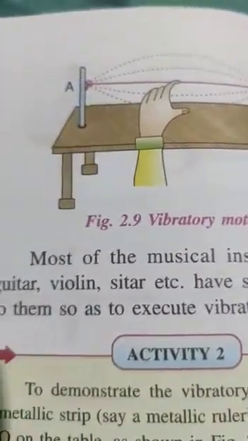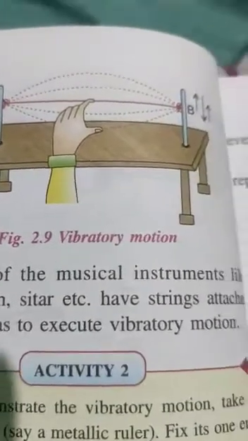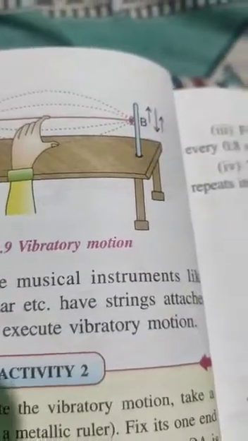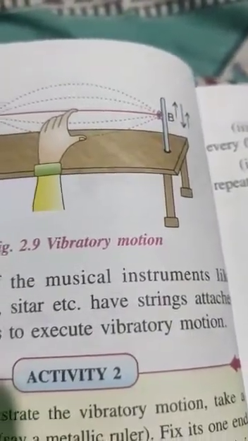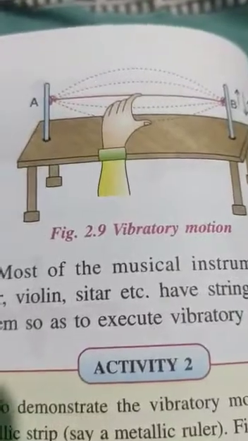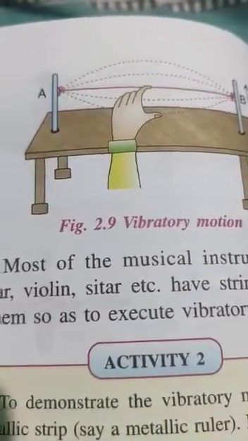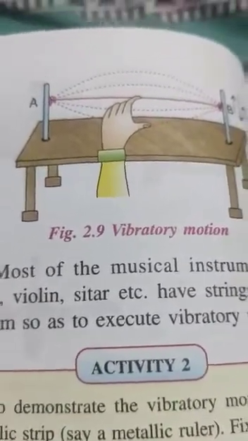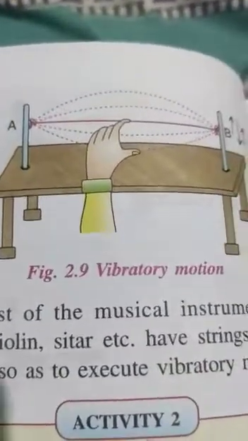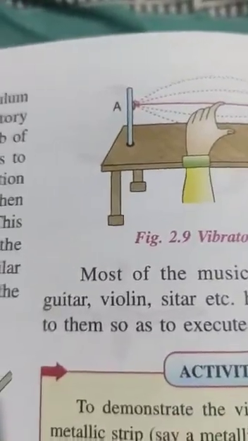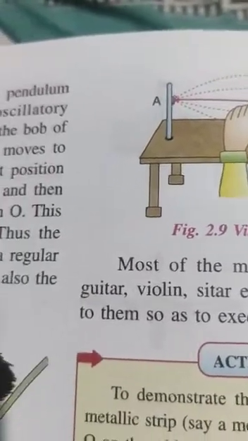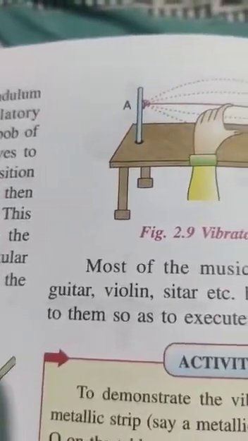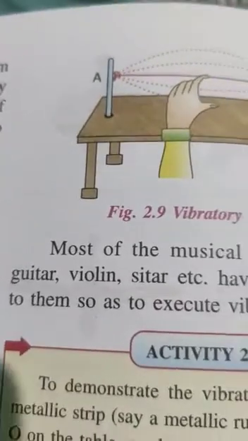You can tie a rubber band on both sides and just move the string. Here, a wire is stretched between two fixed rods A and B on a table. As the wire is plucked from the middle, it starts moving to and fro, and this will produce the vibratory sound. Most of the musical instruments like guitar, violin, sitar, etc. have strings attached to them. So this will execute vibratory motion.